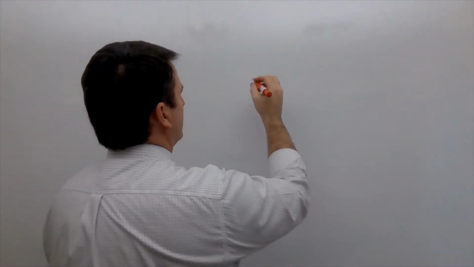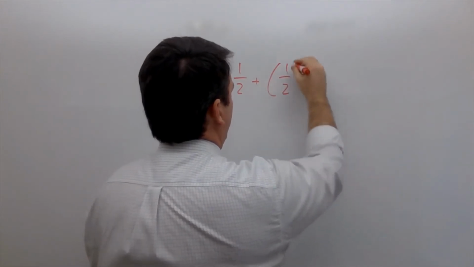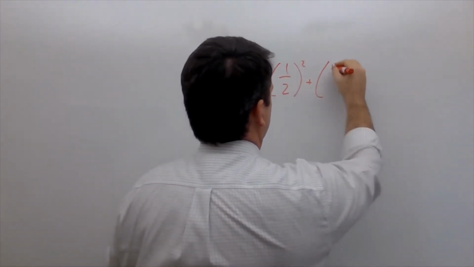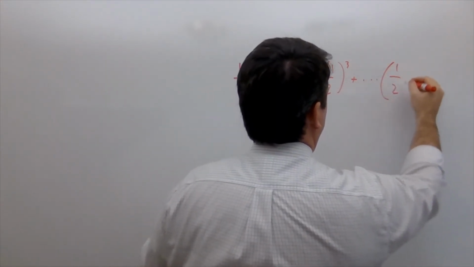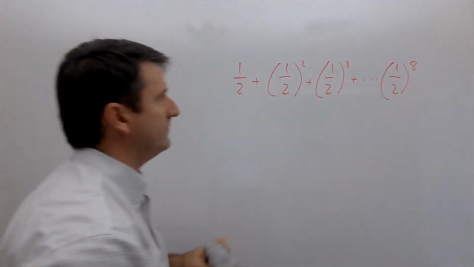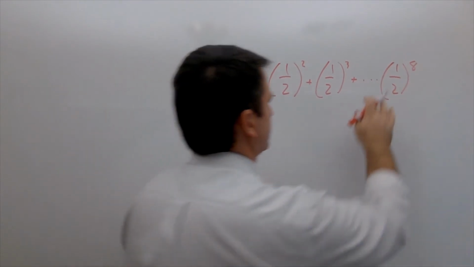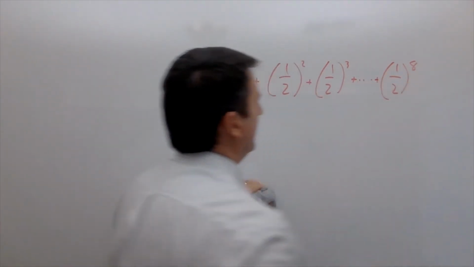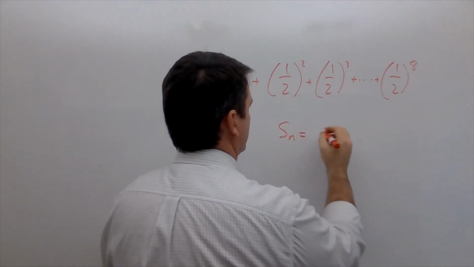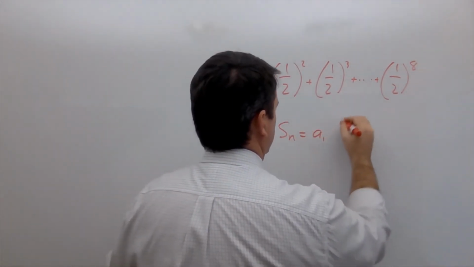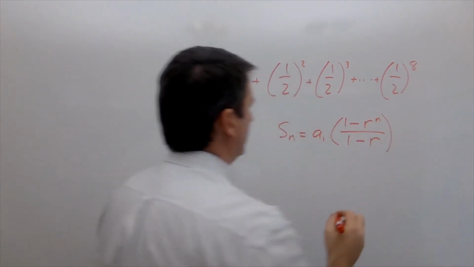So let's do a couple of examples. Let's say we've got 1/2 plus 1/2 to the 2nd power plus 1/2 to the 3rd power plus all the way up to 1/2 to the 8th power. So we're summing up all of the terms in this series. And so the formula we're going to use is the sum is equal to the first term times 1 minus r to the n over 1 minus r.